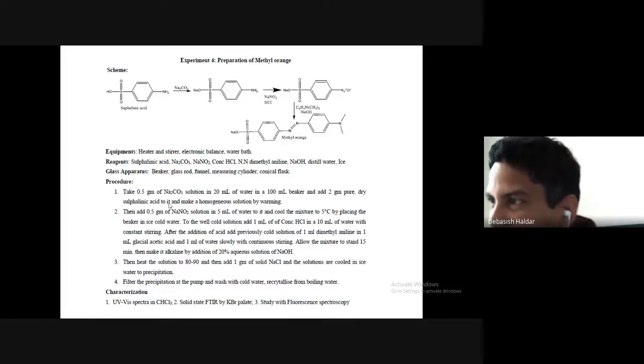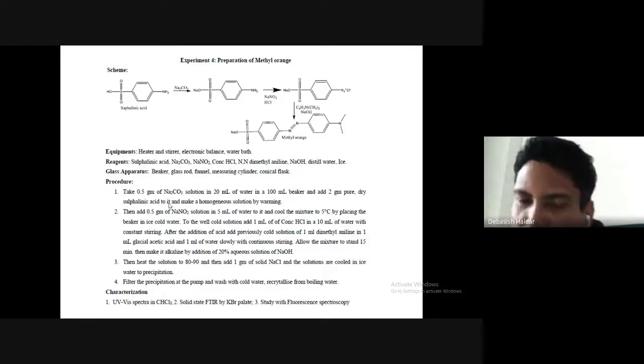So before the coupling reaction, it is a diazotization reaction. For the diazotization reaction, this temperature is very important. So we will maintain the temperature at 0 to 5 degrees centigrade by placing the reaction mixture in ice cold water. Once the solution is cool, we will add a cold solution of 1 ml concentrated HCl. We will take 1 ml concentrated HCl in 10 ml water, which we will prepare previously. We will put that solution also in ice cold water, make it cool, and add that acid to this reaction mixture.